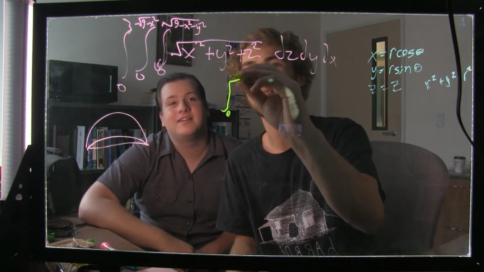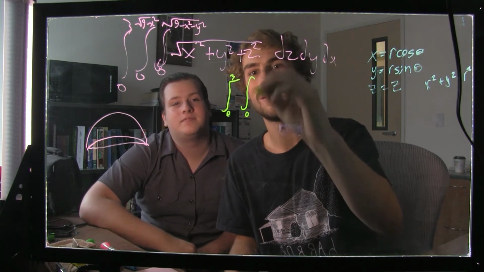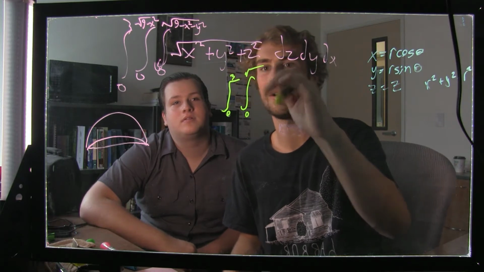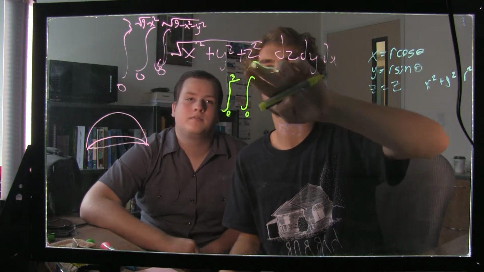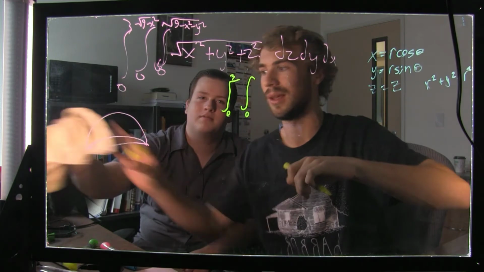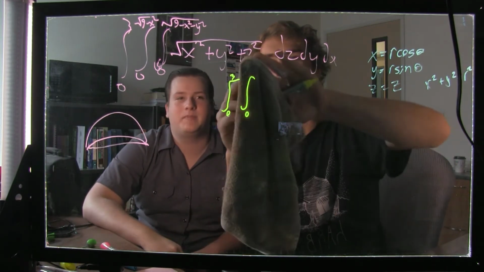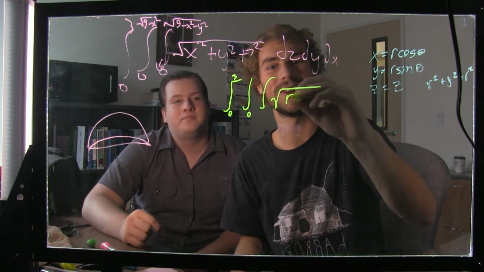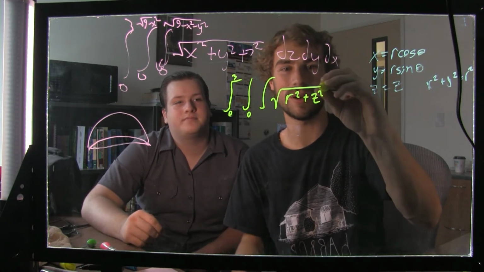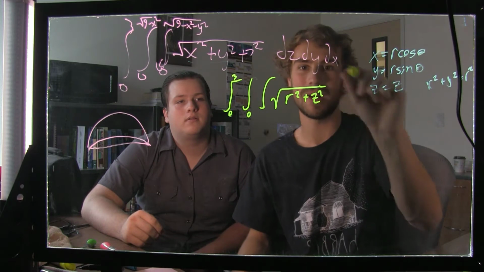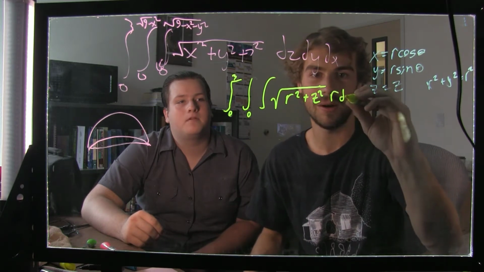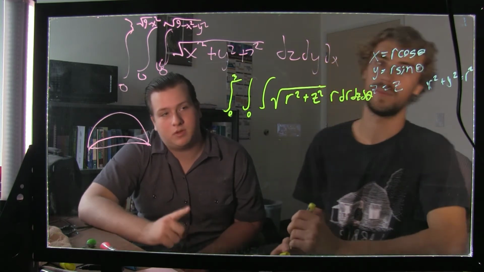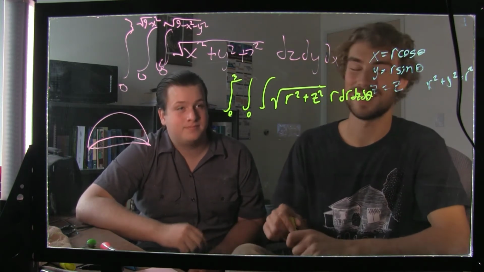Actually, let's not even worry about our bounds yet. So this is going to turn into r squared plus z squared, and dz, dy, dx is going to change to r dr, dz, d theta. Remember, when you switch to cylindrical, you have to add the r in. Yeah, that is a fact.